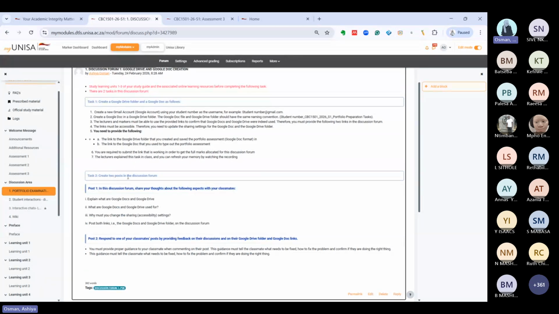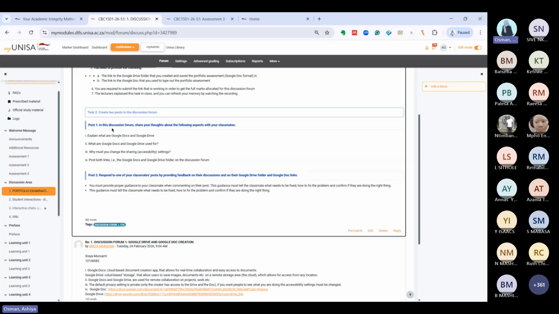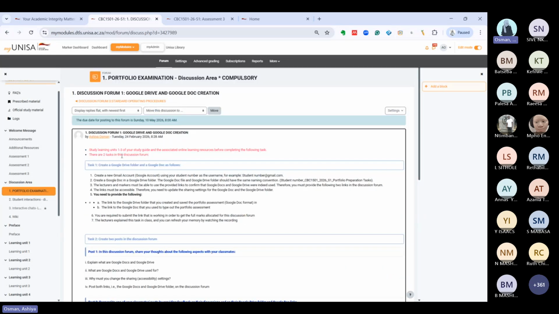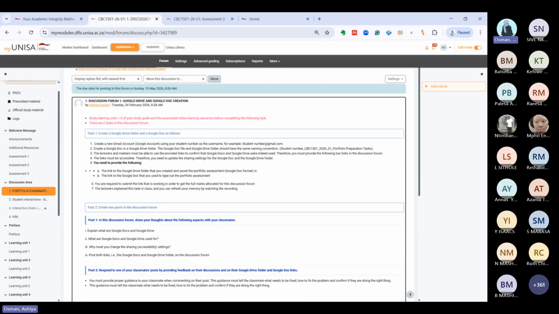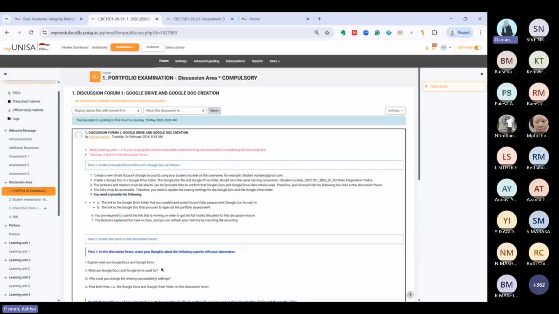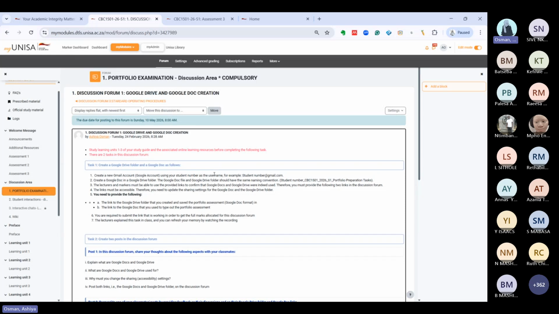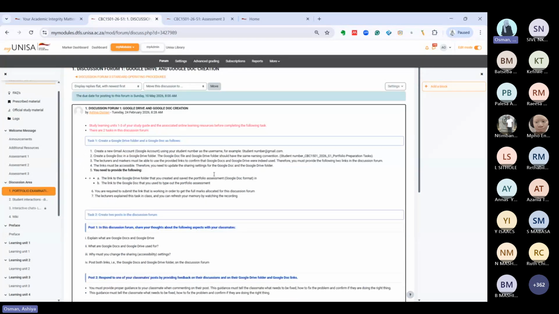The next task, task 2, is you have to have 1 post and then a second post where you need to respond. And this is what you need to do. So there are 2 tasks, basically. The first task is to create that Google Doc and Google Drive folder. Second task has 2 posts that you need to put in. So this is very important. And the due date, remember, you've got from today until the 10th of May. On the 10th of May, all these discussion forums close, right? And you shouldn't start posting on the 10th of May, right? You should be finalizing all your discussions.